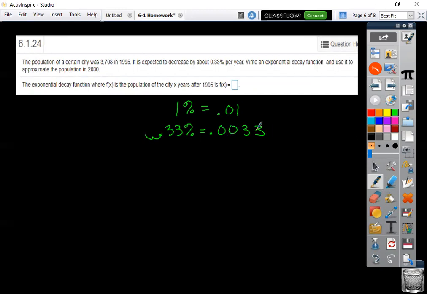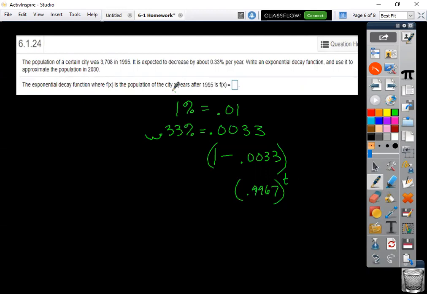And we're losing that much a year. So it's like 1 minus that if you wanted to find your multiplier that's going to go in here. So just being careful with all those decimals there. And again, if you just want to grab a calculator to make sure you do that right, that's okay. But you're going to have 0.9967 as your multiplier to the number of years or whatever they tell us here.